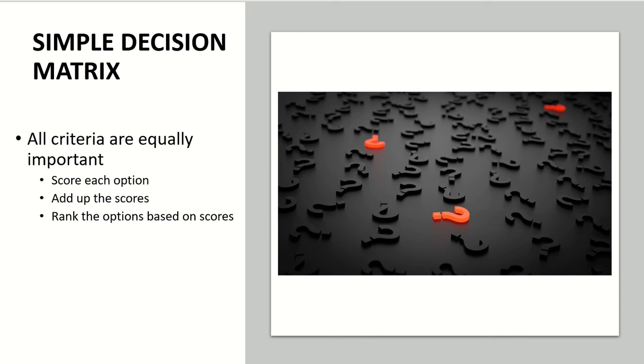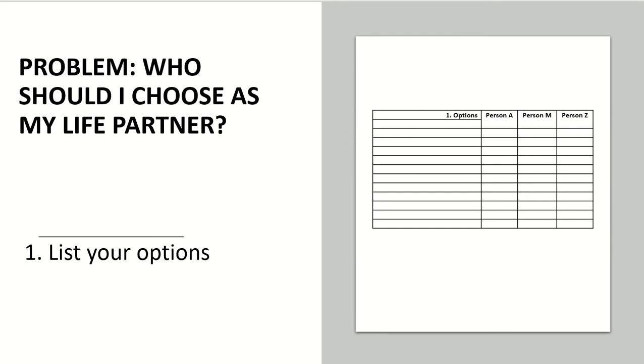Let's work through an example to illustrate the steps for working through a simple decision matrix. Let's say you're trying to decide who among 3 individuals you should choose as your life partner. First, list the names of the individuals you're considering as column headings across the top row of your table. In our example, these would be persons A, M, and Z.